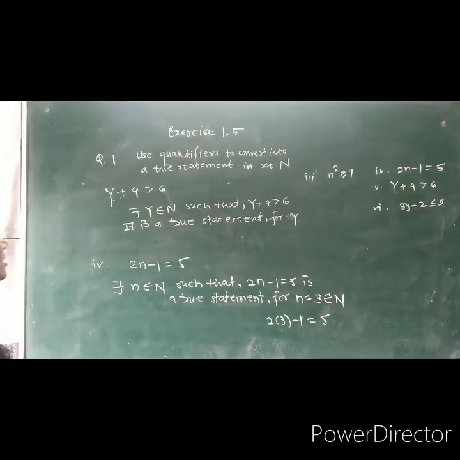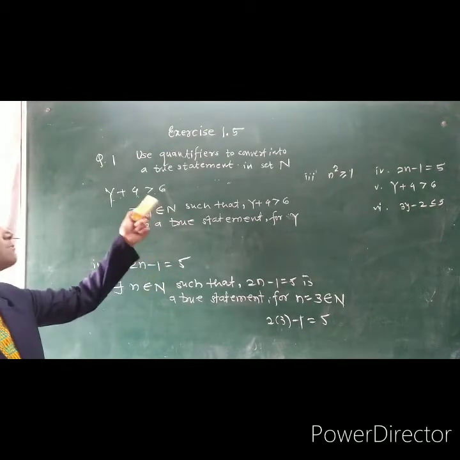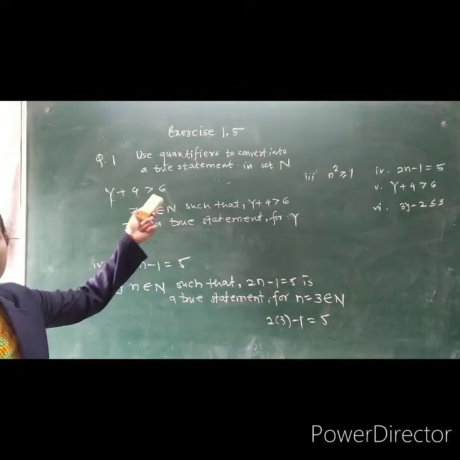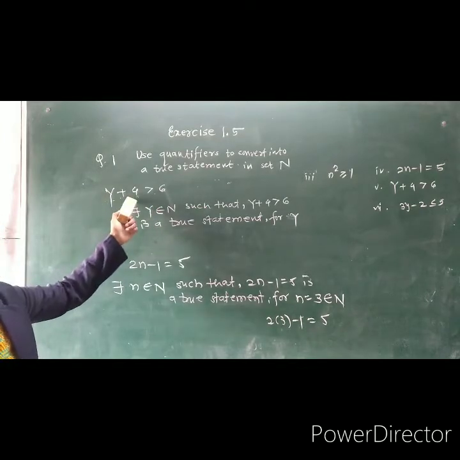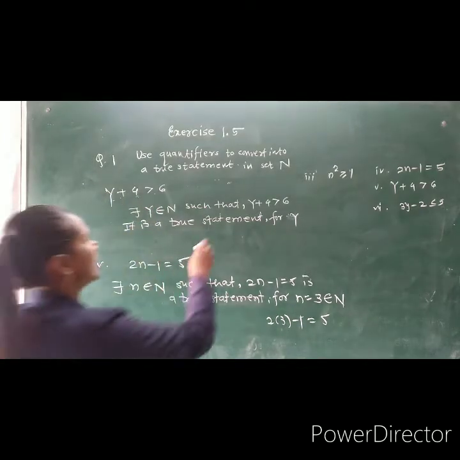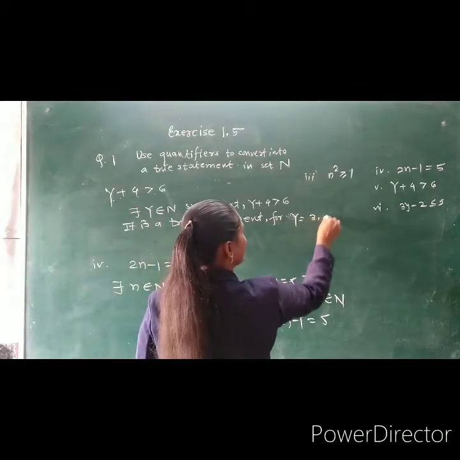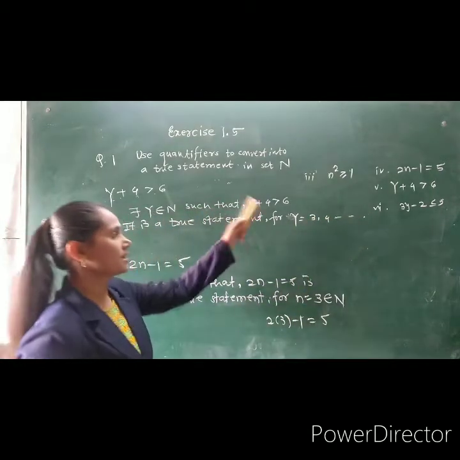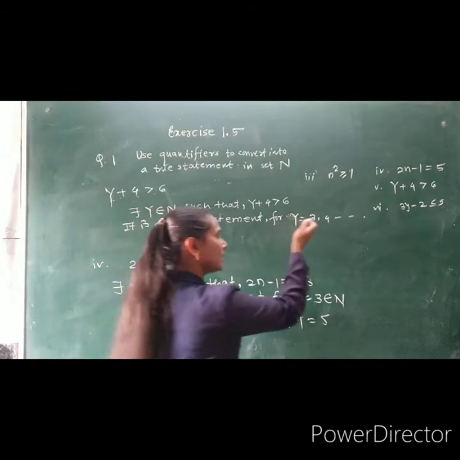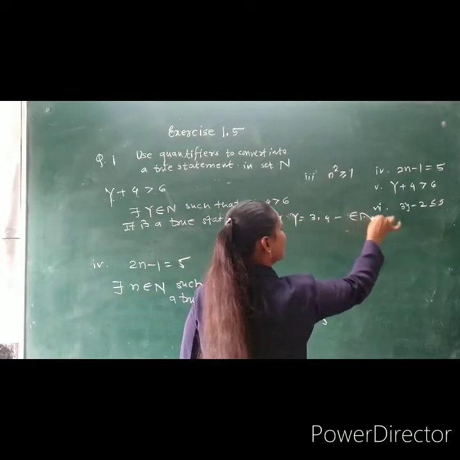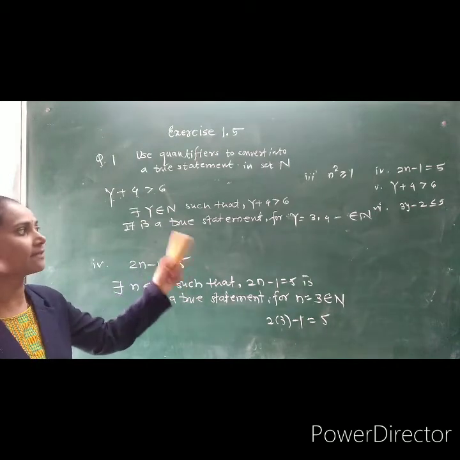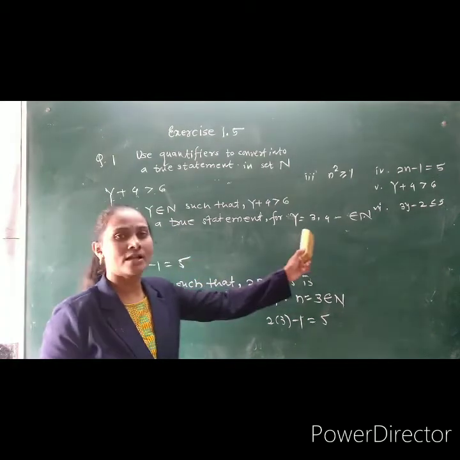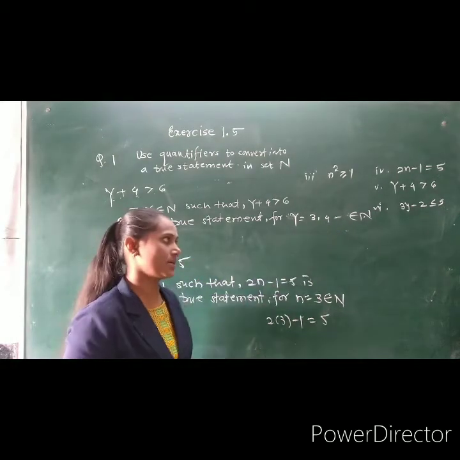Then if we take the value of y as 3, 3 + 4 is 7, and 7 is obviously greater than 6. Next, if we take 8, 8 + 4 is 12. So for values 3, 4 and so on, the inequality is satisfied. These belong to the set of natural numbers, so it is a true statement when we take values of y like 3, 4 and so on in the set of natural numbers.